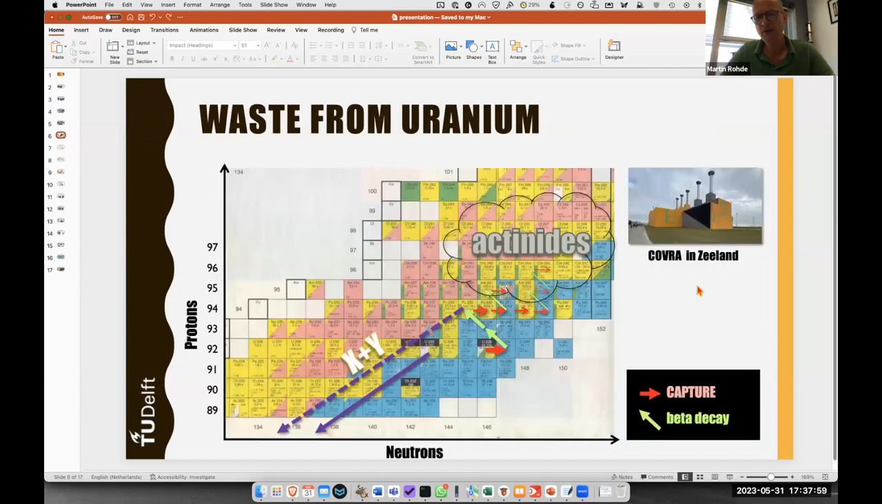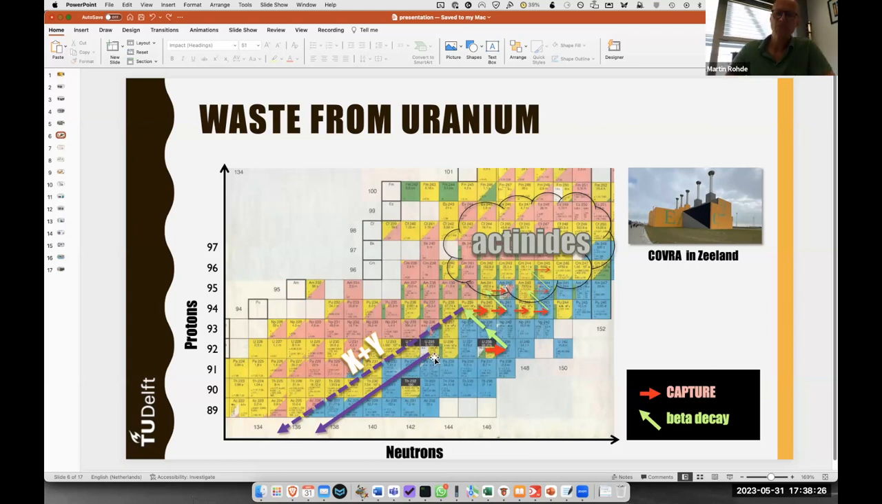Now, a little bit about the waste. So there is uranium-235. This is an isotope table. On the vertical axis, you have protons, so this is the element, right? Here's thorium, protactinium, uranium, neptunium, plutonium, and so on. And on the horizontal axis, you have neutrons. So the same element, but different isotopes of the element can be found on the horizontal line.